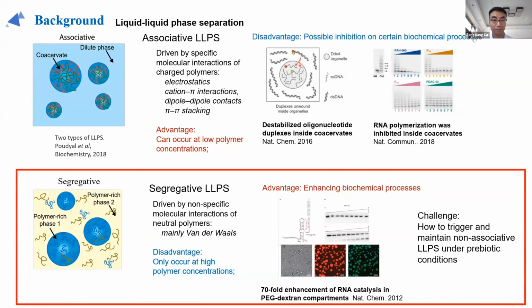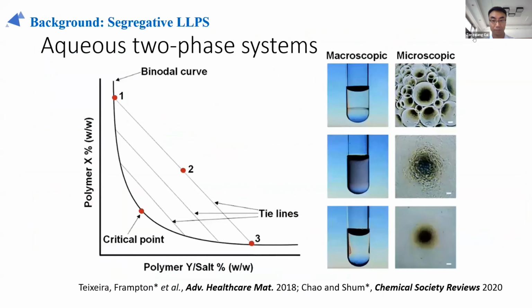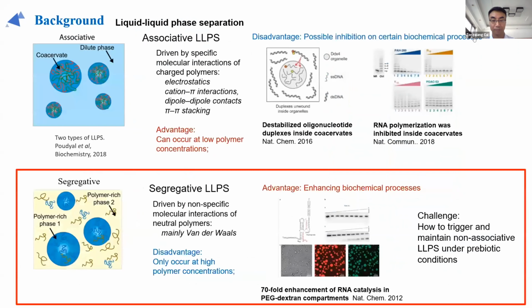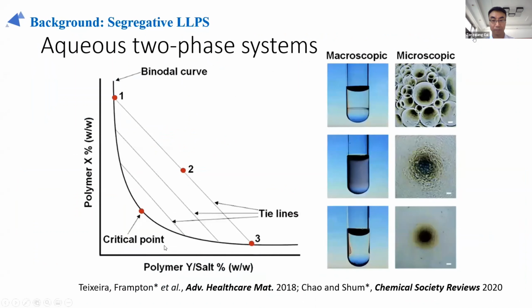In my talk, I will mainly focus on the use of segregative and non-associative LLPS, using an example called the aqueous two-phase system. Essentially, you can add polymers or salt to water. Even though these polymers and salt are soluble in water, at high enough concentrations the behavior changes. At low concentrations they are miscible with water, so you have a single phase, but as you increase the concentrations, the solution will phase separate into two immiscible phases. One will be rich in polymer X, the other rich in polymer Y or salt.